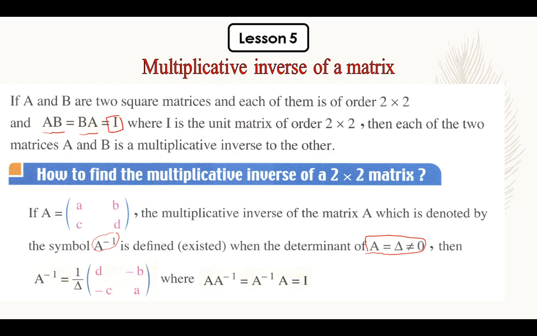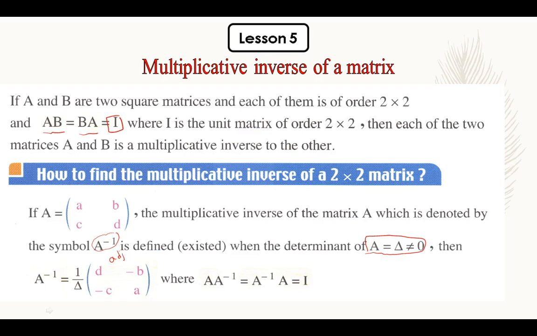So first you have to find the value of the determinant of A and check that it is not equal to 0. Then you will find A inverse by using the rule: A inverse equals 1 over the value of the determinant multiplied by the adjoint matrix. This is what we call the adjoint matrix of A.